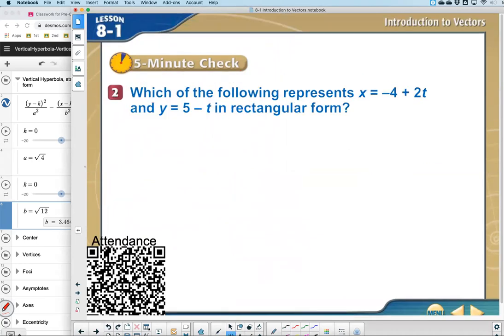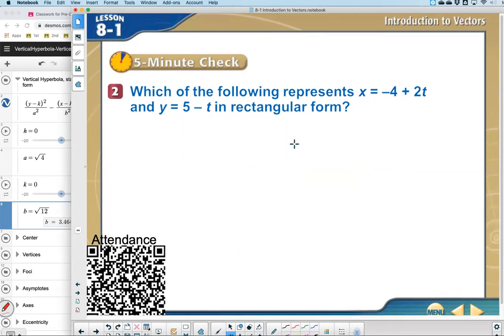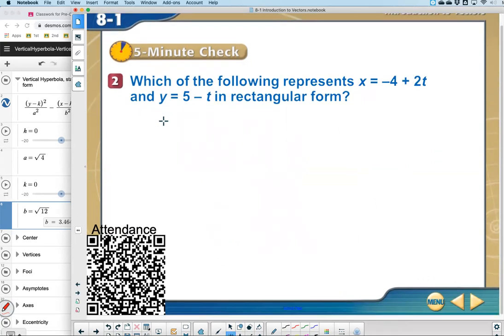Number 2 says, which of the following represents x equals negative 4 plus 2t and y equals 5 minus t in rectangular form? But there's no multiple choice. It says, which of the following? You would think there would be multiple choice. Well, on PowerSchool Learning, you probably have it, but I'm going to work it through just algebraically.